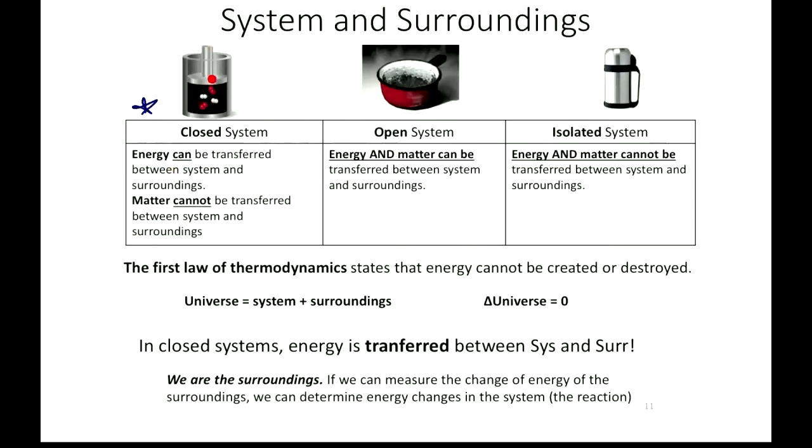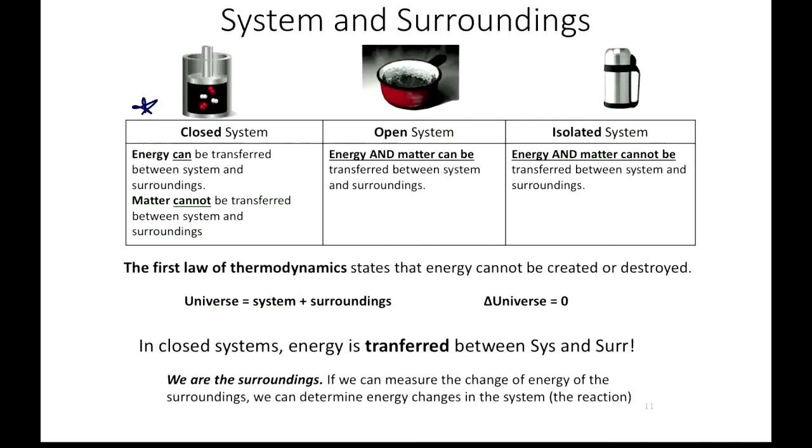Energy can be transferred because this piston is movable. That piston can go up and down; it can change its volume. So energy can be transferred, but not actual matter. And then open systems and isolated systems, again, we're just thinking about whether energy versus matter can be transferred or not. We won't be looking at examples of those. We'll mainly be working with closed systems.